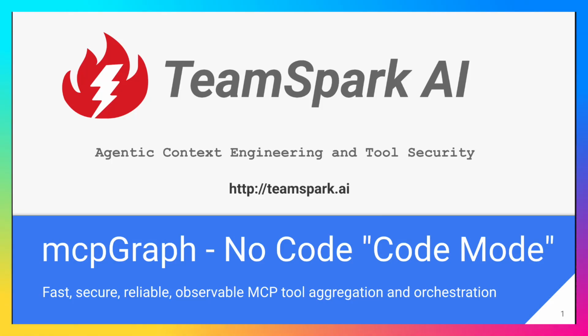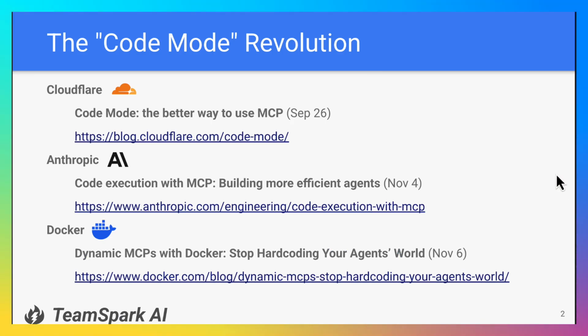Welcome. Today we're going to talk about mcpGraph, which is our no-code code mode solution. Hopefully that'll make more sense if it doesn't already. It's a fast, secure, reliable, observable MCP tool aggregation and orchestration solution, which is a mouthful, but let's just dive in. So what is code mode?